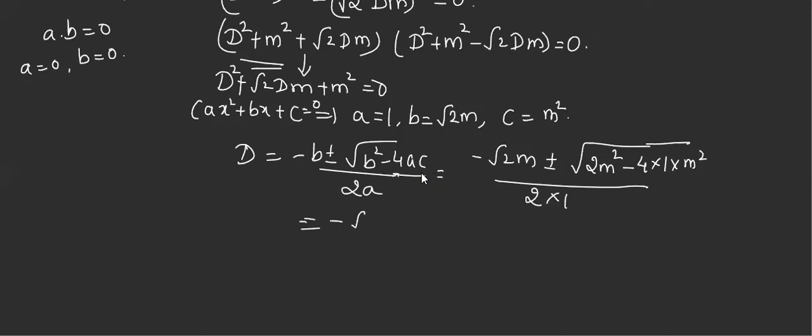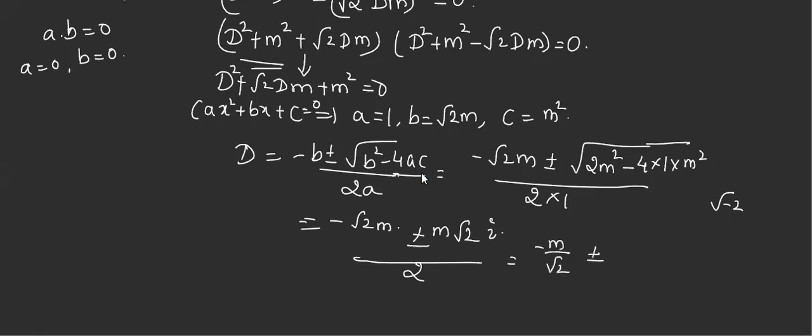This is root 2 m plus or minus. This is 2 m square minus 4 m square, how much is it? 2 minus 4 is minus 2, right? Root of minus 2 m square, am I correct? Just check. m square comes out as m, root 2, and root of minus 1 is i, correct? Divided by 2. Just simplify. Root 2 divided by 2, what do you get? 1 by root 2, so m upon root 2. Yeah, these are the values of d.